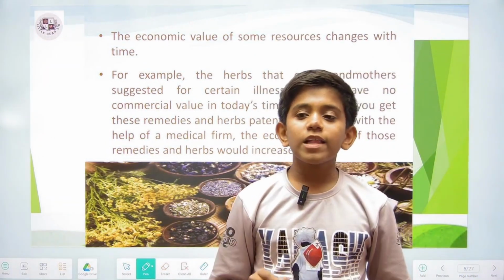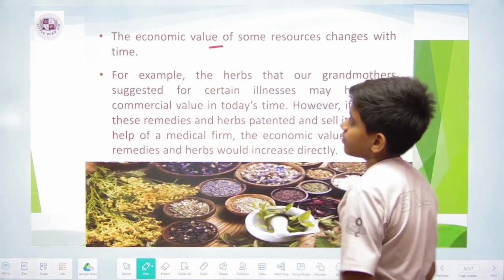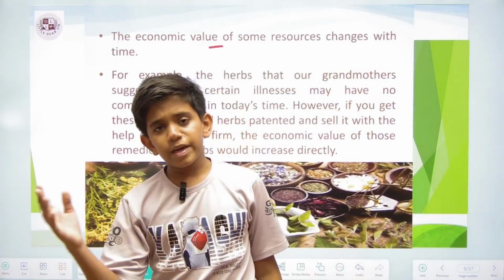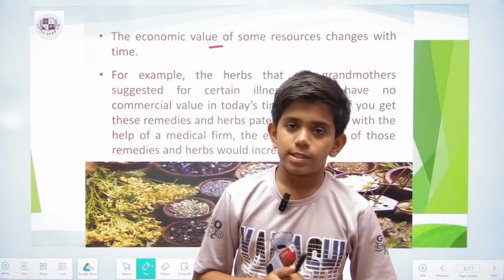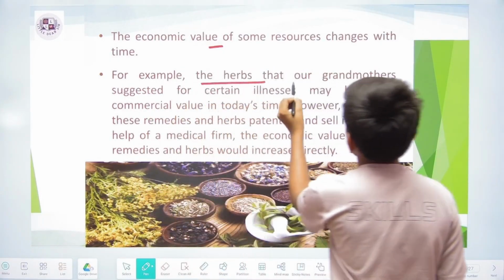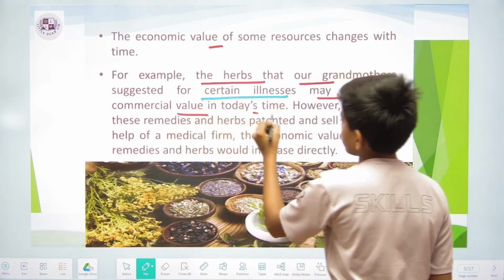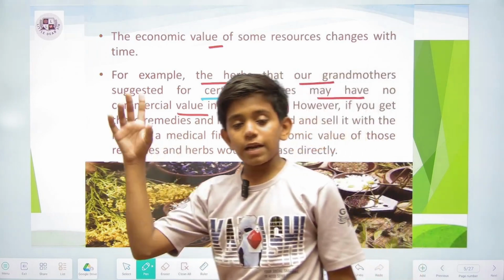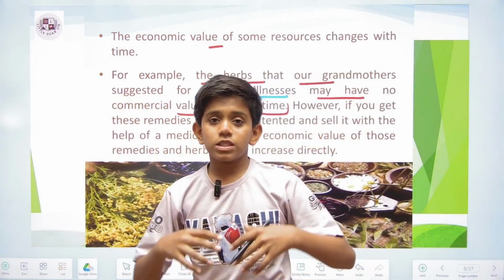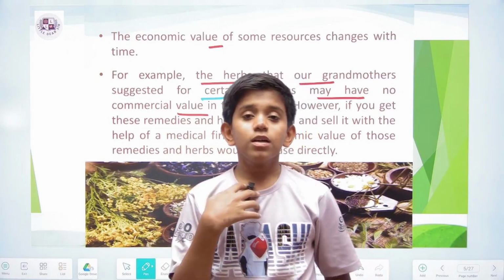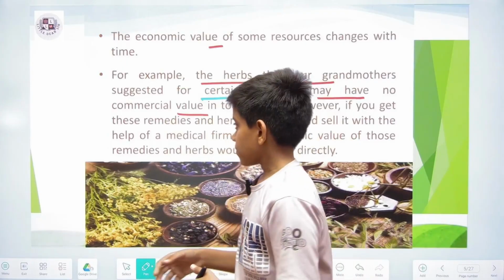The economic value of some resources changes with time. Now the economic value is not stable, it can change time by time. So it is known as the change in the economic value of a resource. For example, the herbs that our grandmother suggested for certain illness may have no commercial value in today's time. Our grandmothers and grandfathers would suggest a herb. Suppose we have a cough, they would suggest tulsi or neem to eat. It would relax us. But today it doesn't have too much economic value.